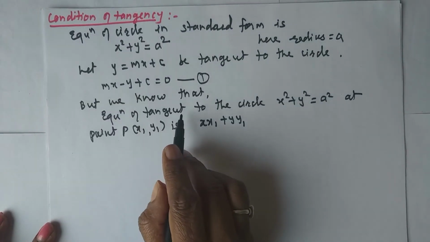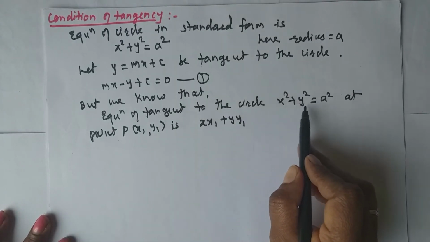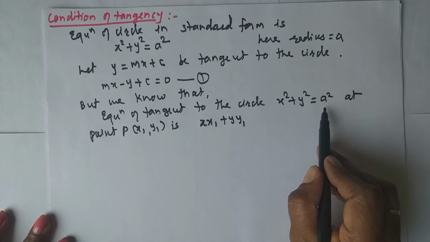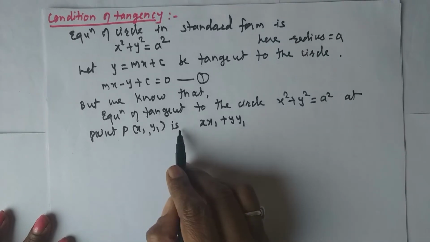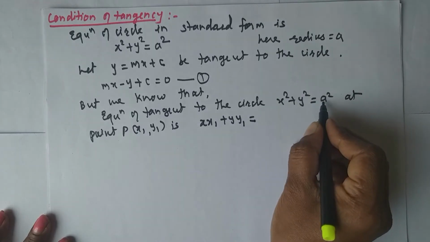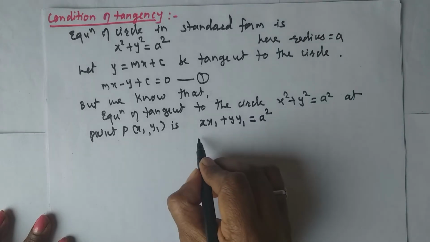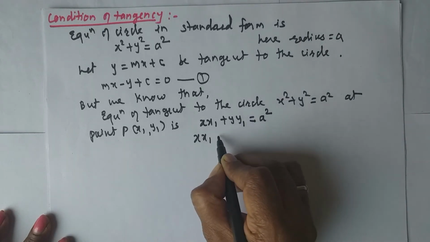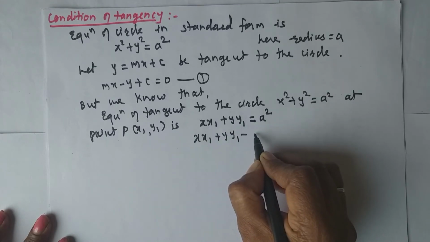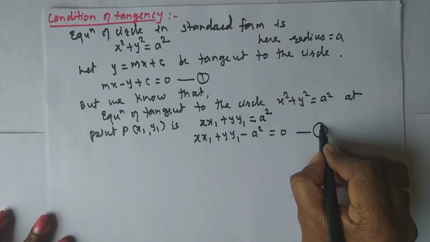But we know, as we have just seen, the equation of tangent to the circle x square plus y square is equal to a square, instead of writing r square I am taking a square, at point P(x1, y1) is x x1 plus y y1 is equal to r square. But here r is a, therefore you write down here a square. Now again I will simplify this. I am taking all the terms to the left hand side. Therefore this will be x x1 plus y y1 minus a square is equal to 0. And suppose this is equation 2.